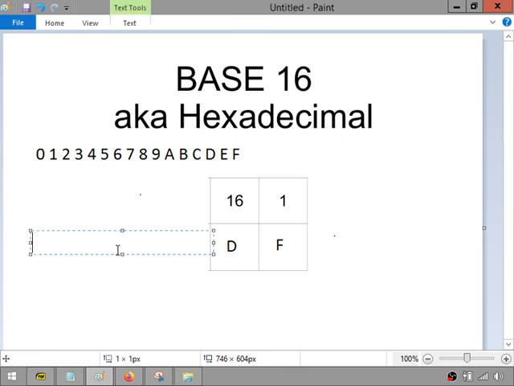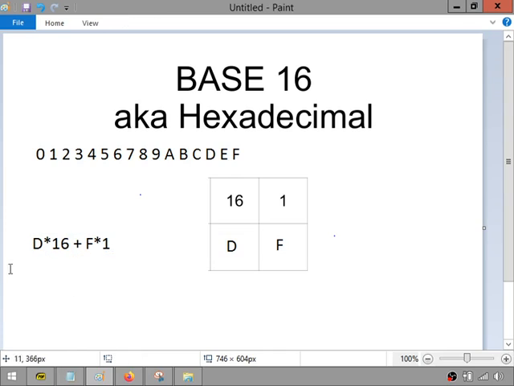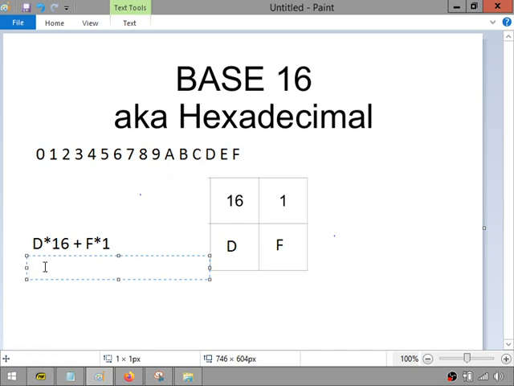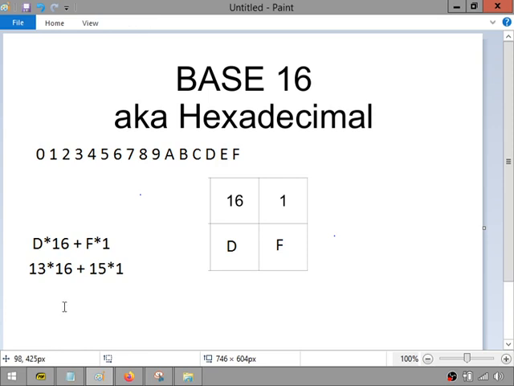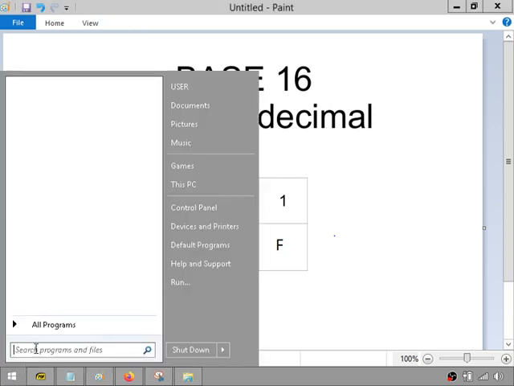So to start off with, there are D lots of 16. So D times 16, and we're going to add F times 1. So there are F lots of 1. Okay, so there's our answer. Well, part of our answer. Let's first of all figure out what D is. If you forget what it is, you can just count 9, 10, 11, 12, 13. So D is 13, so that's going to be 13 times 16 plus F. F is 15. So 15 times 1. And then we just do the maths on that, and we can have our answer.